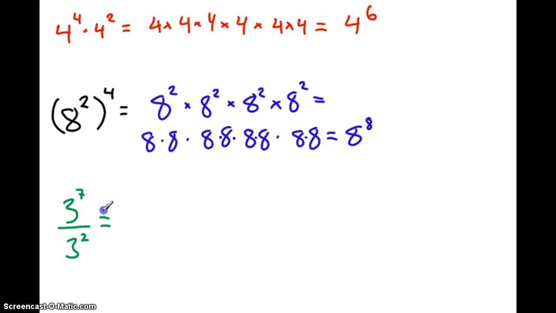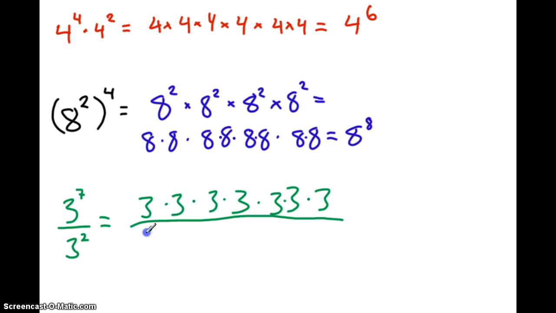The last thing will be dividing. And once again, I want you to think, what does this actually mean? I don't want you to try to memorize a rule. I want you to just think to yourself, 3 to the 7th power means 7 threes. 1, 2, 3, 4, 5, 6, 7. Boom, boom, boom. So they're all being multiplied. And then 3 to the 2nd power means 3 to the 2nd, like that.